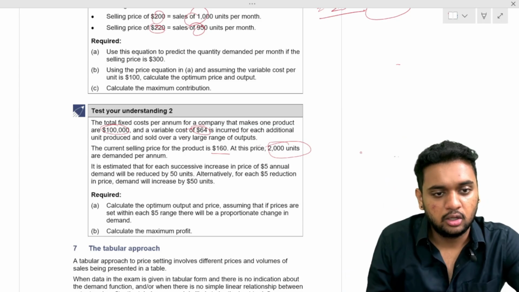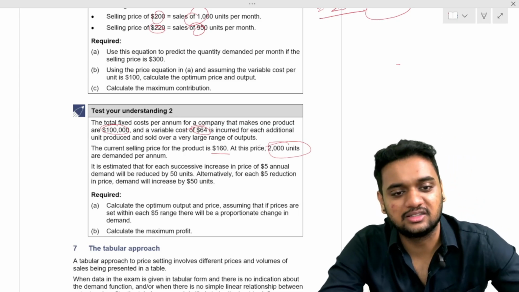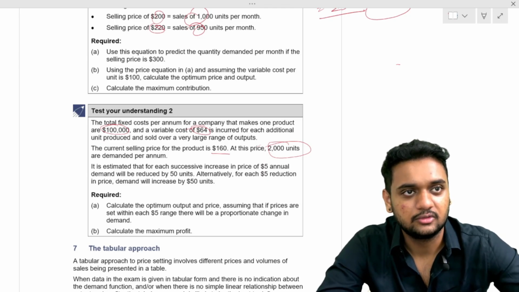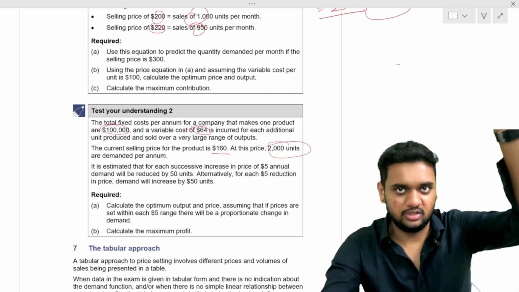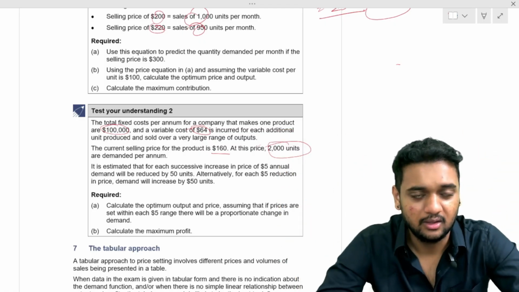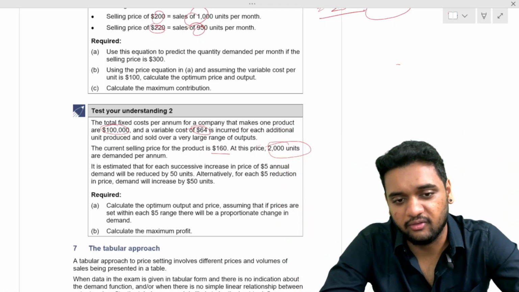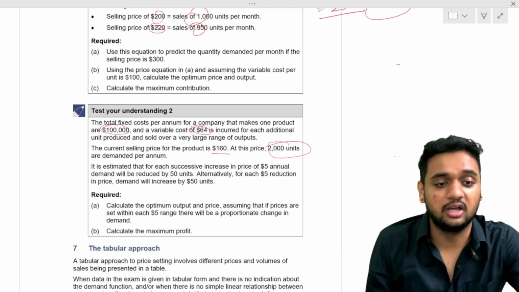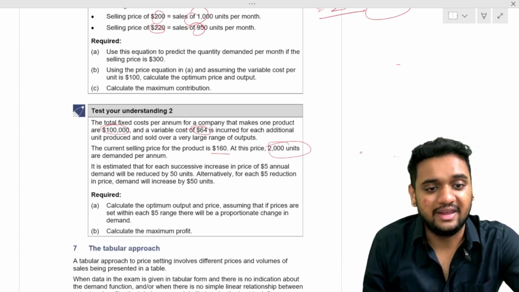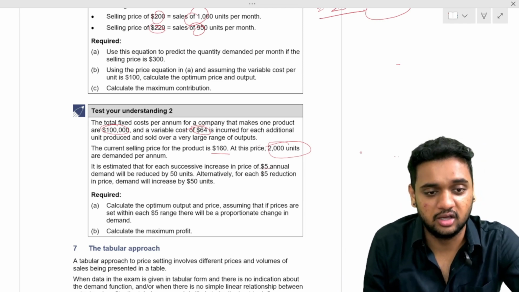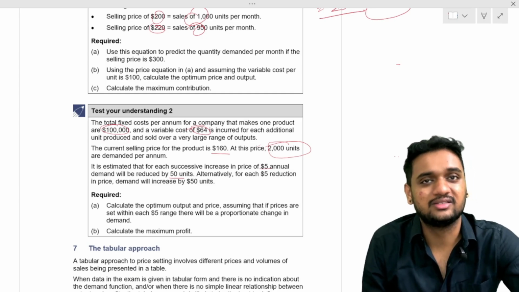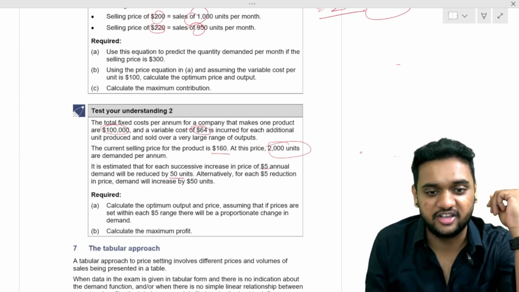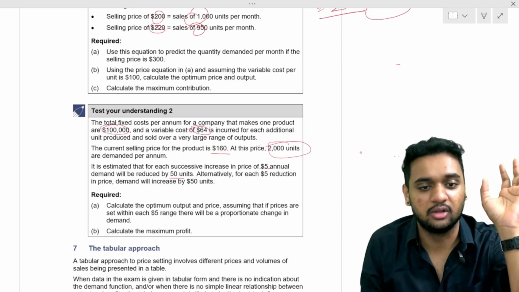Normally we need 2 selling prices and 2 quantities in order to find B. In this case, what can we do? Normally in a question, we need selling price and quantity to find B. In this case, if you see the third paragraph, it is estimated that for each successive increase in price of $5, demand will be reduced by 50 units. They directly gave us the change in price and change in quantity. If price changes by $5, demand will change by 50 units.